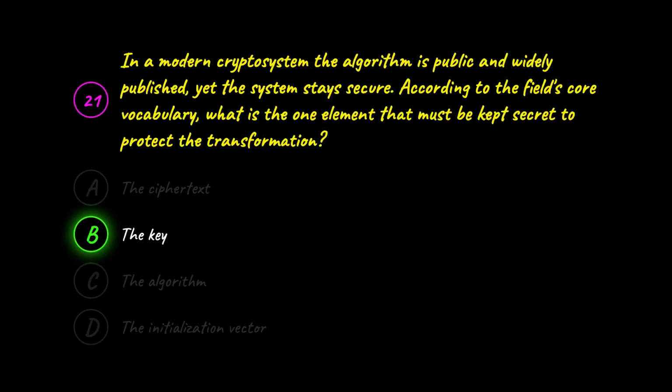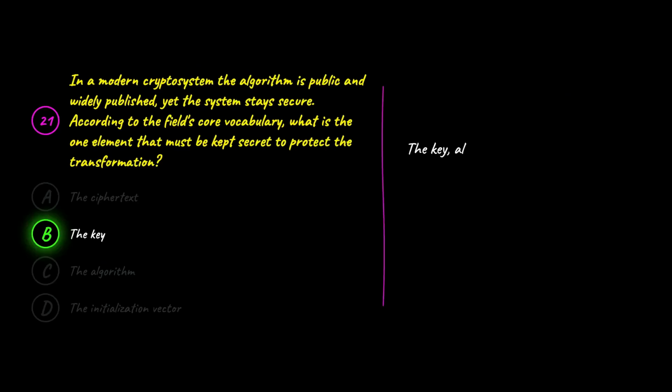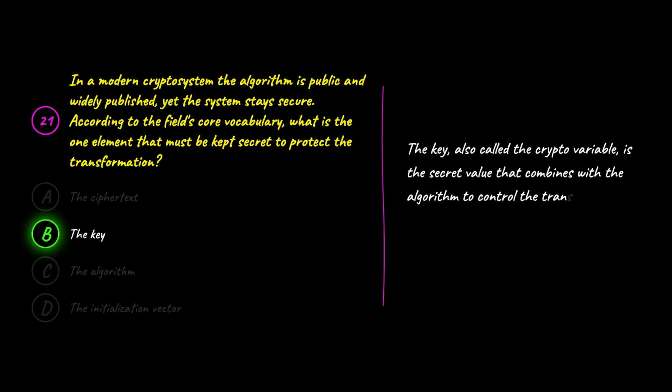The correct answer is B. The key. B is correct because the key, also called the crypto variable, is the secret value that combines with the algorithm to control the transformation, and it is the one thing that must stay secret. This follows directly from Kerckhoffs' principle.